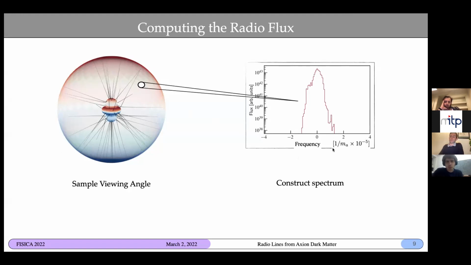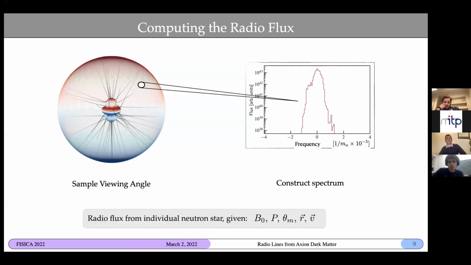And this is just an example of what a spectrum might look like for one randomly selected pixel, where the frequency here is in units of axion mass times 10 to the minus 5. So indeed, we do recover an extremely narrow spectral line for axions at a gigahertz. This amounts to 10 kilohertz widths. And we can quite accurately reconstruct the time dependence of the signal for any given magnetosphere model, as well as any spectral deformities. So this is the end-to-end of how you generate the radio flux from individual neutron stars, assuming, again, you've been given these 9 parameters: the magnetic field, the period, the misalignment angle, and the 3 vectors of position and velocity with respect to the galaxy.